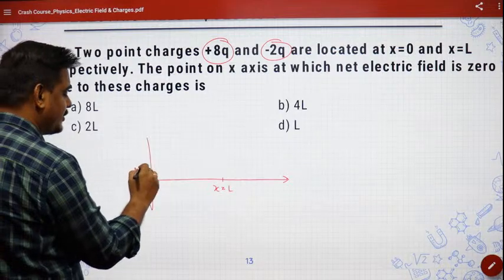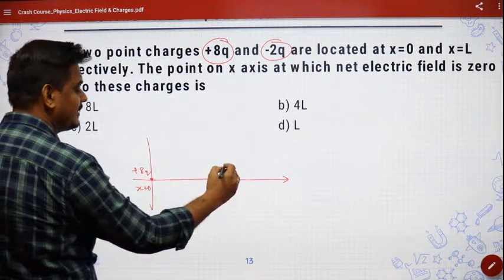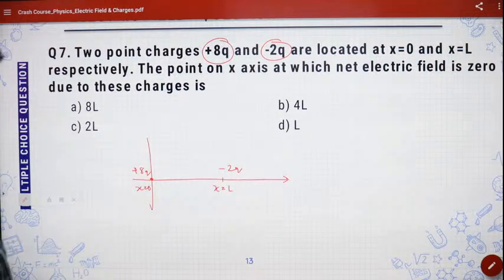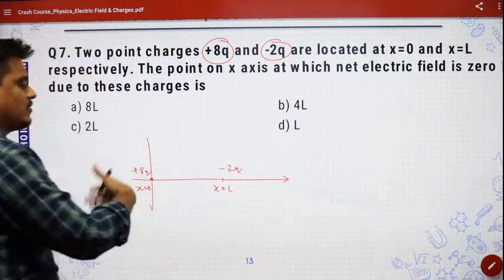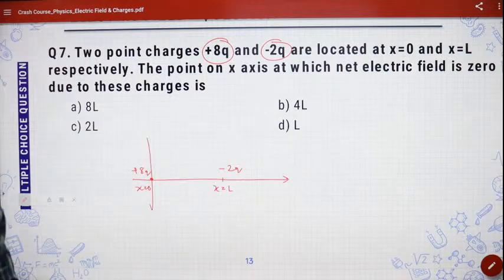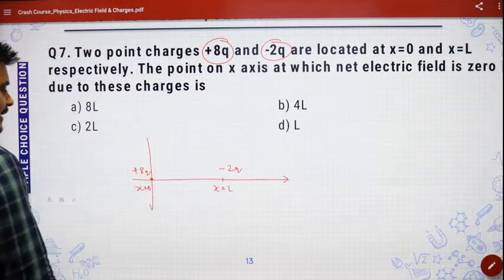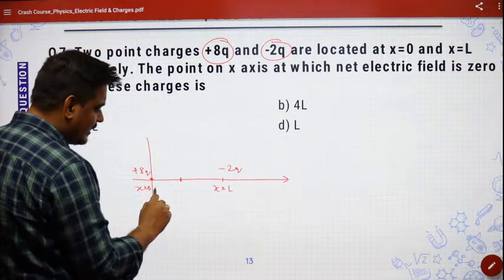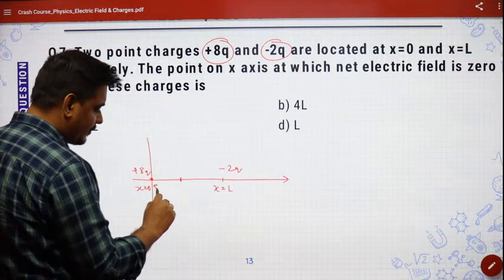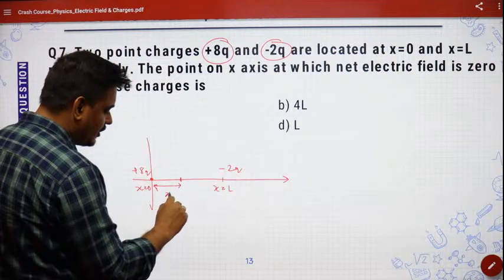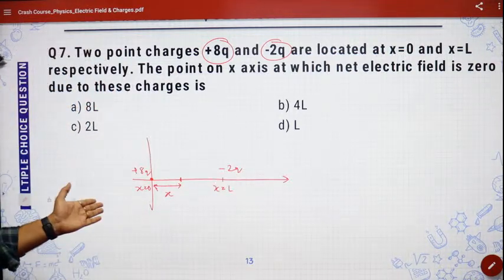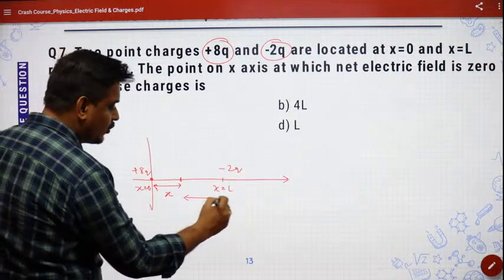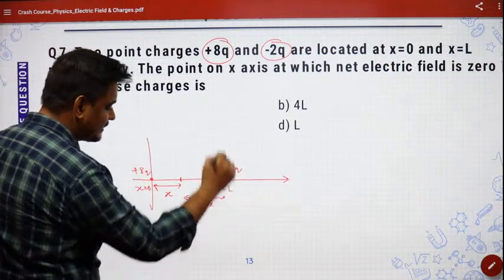Here I have plus 8q, and here I have minus 2q. So plus 8q and minus 2q are charges present at x equal to 0 and x equal to L respectively. Now please pay attention here. They are asking you to find any distance between them, somewhere, anywhere. Let me assume the distance of the point where the electric field will be 0 to be x from the 8q charge. If it is at x, then the remaining distance would be L minus x.